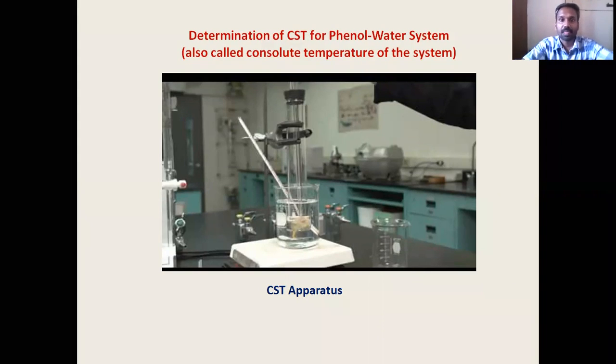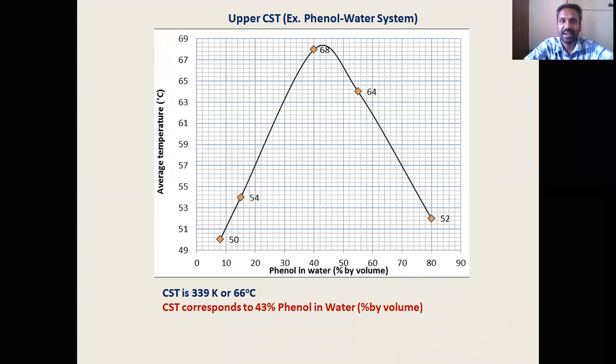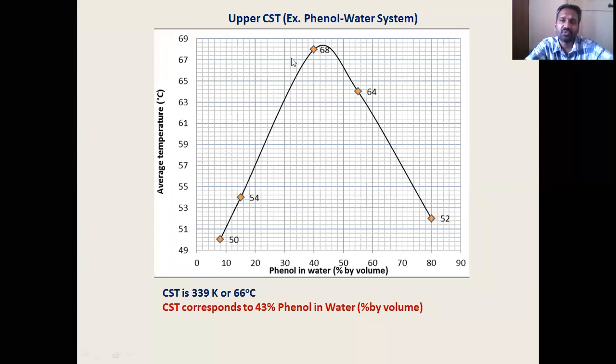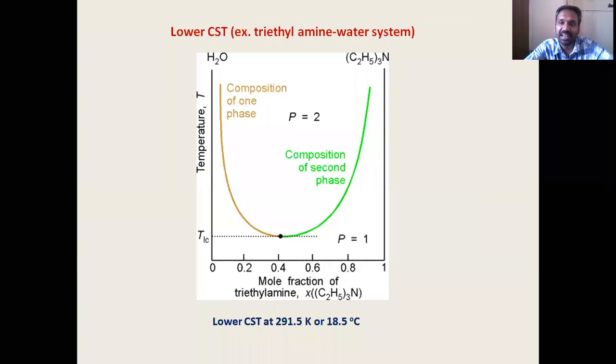Now, why does this happen? In the sense, why do a few systems have upper CST and a few systems have lower CST? Usually, what is the effect of temperature on miscibility? Increasing the temperature should increase the miscibility, right? That is our common experience. But here, what is happening? At 18.5 degrees Celsius, triethylamine and water are soluble in each other. But if you increase the temperature, they become insoluble, they become partially miscible, or turbidity comes while you are doing the experiment. How to account for this observation?